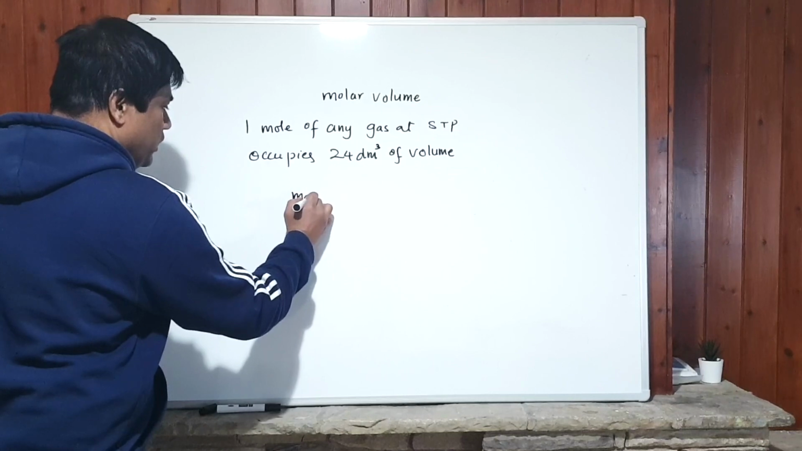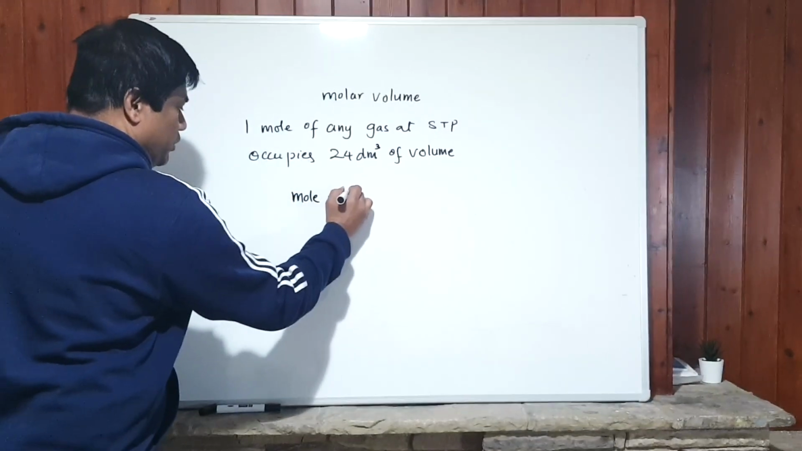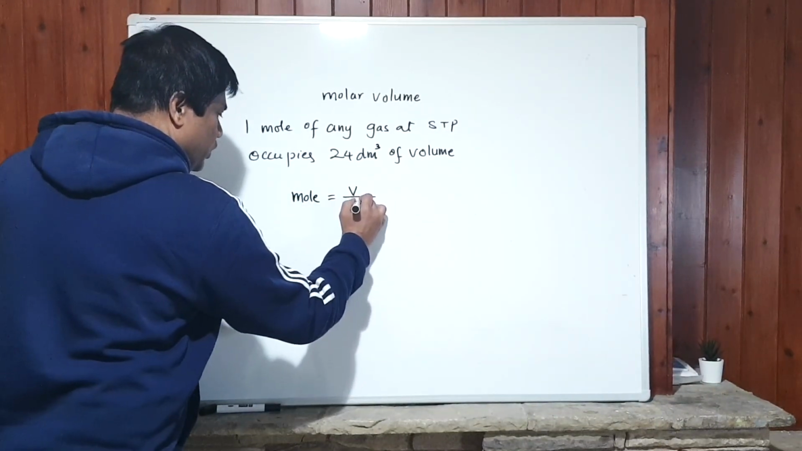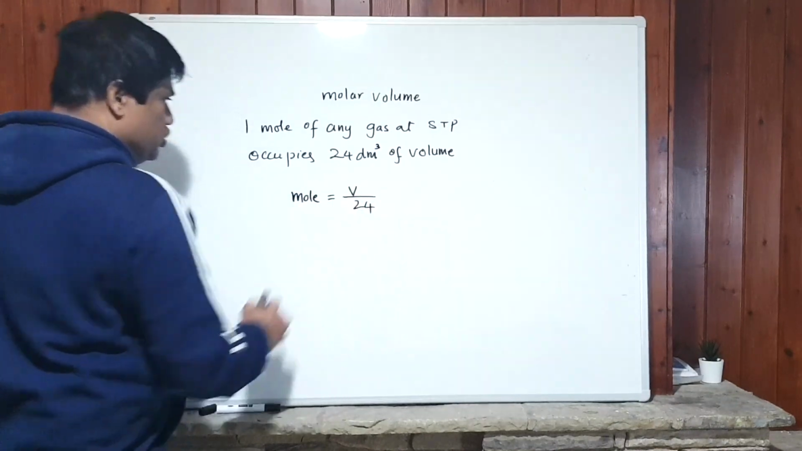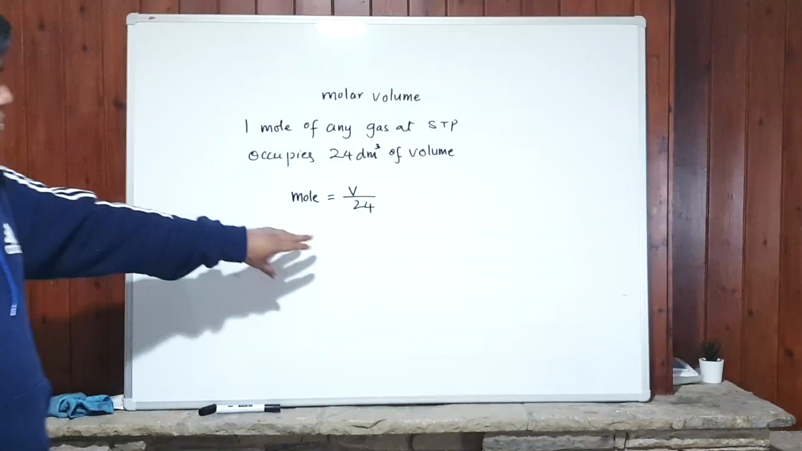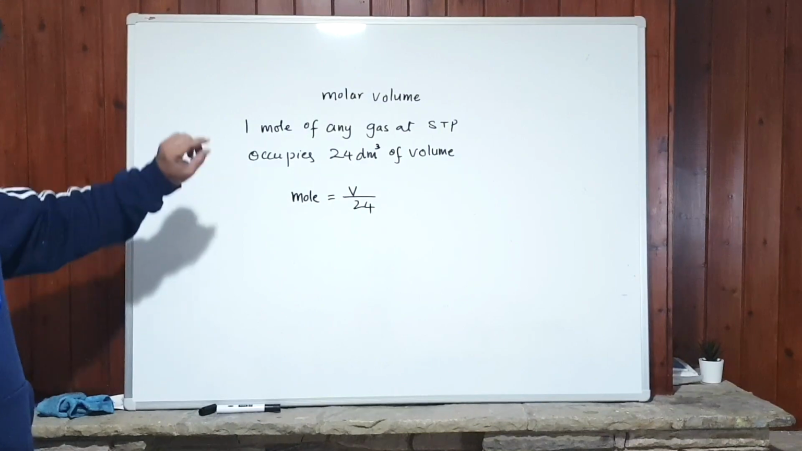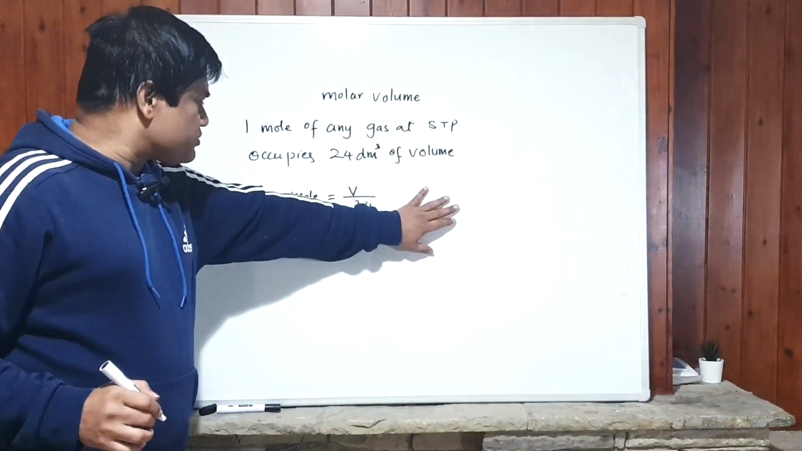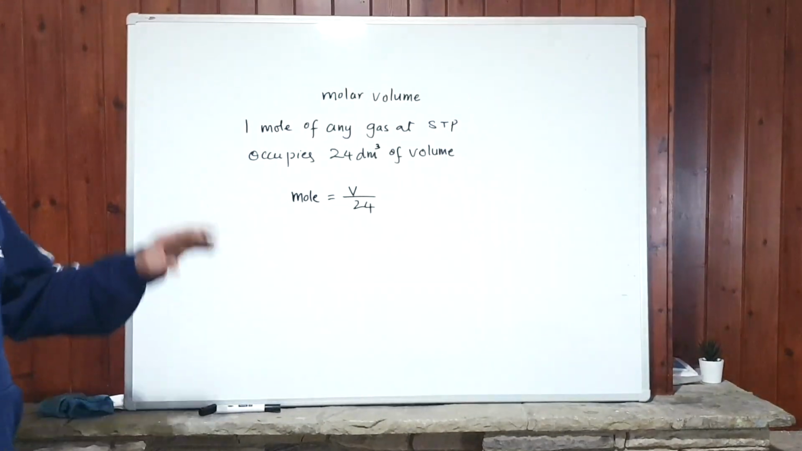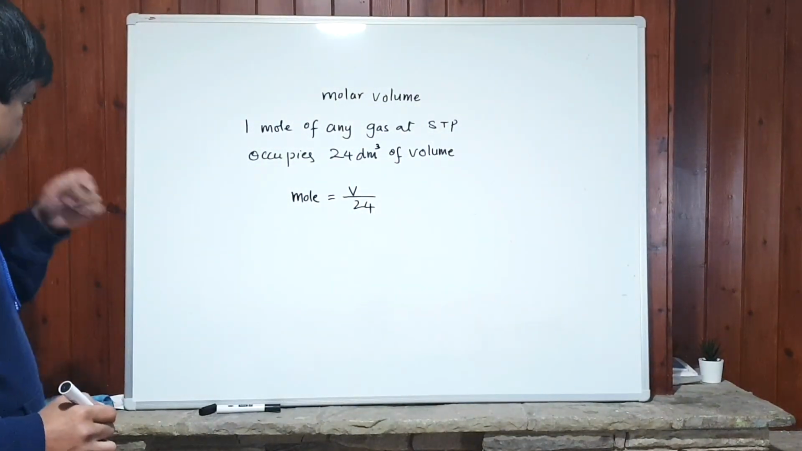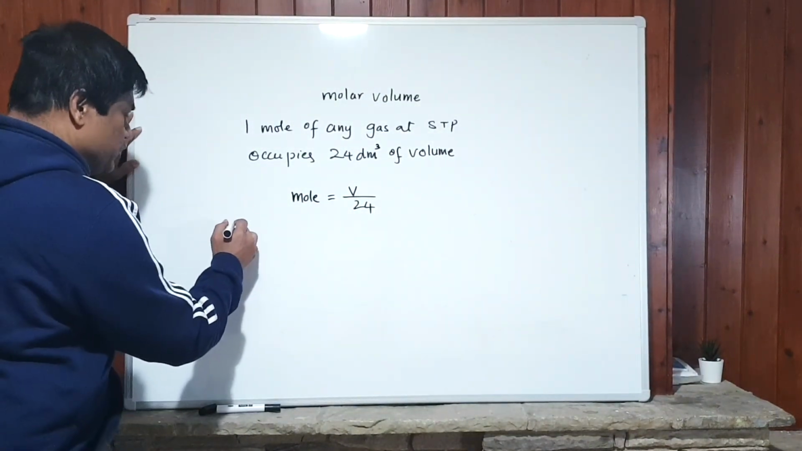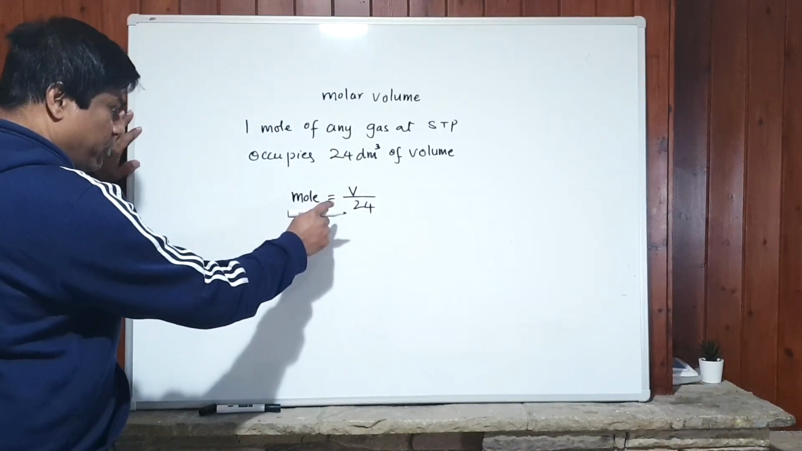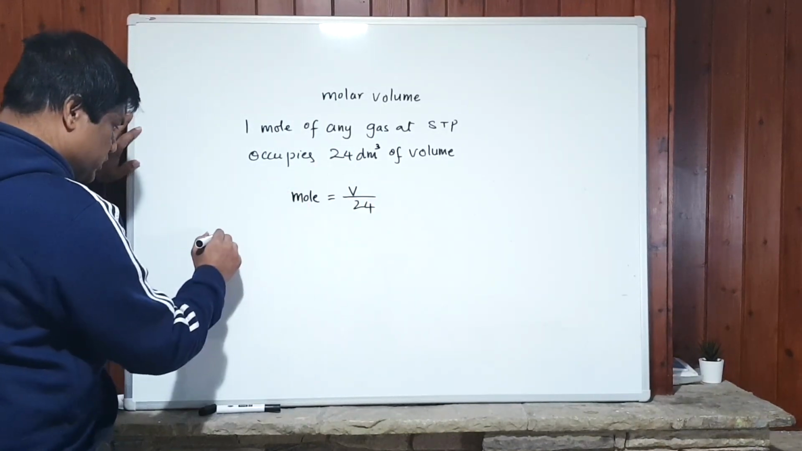Mole equals V over 24 dm cube. The volume should be in dm cube, and this formula is only applicable for gaseous substances, not for solids, not for liquids. We will do one question and apply this formula to it.